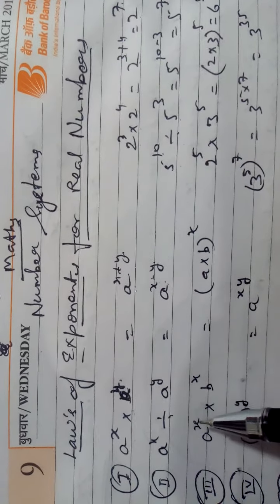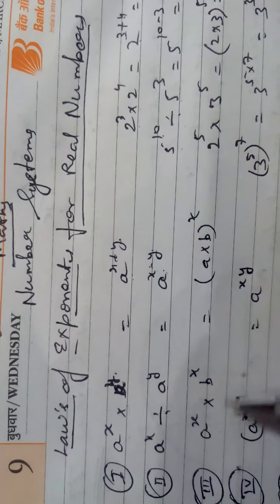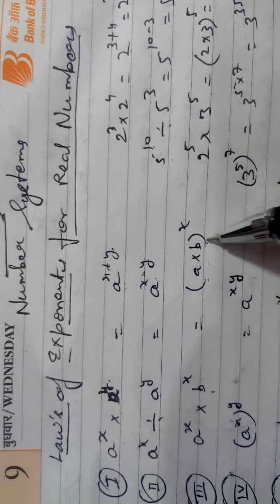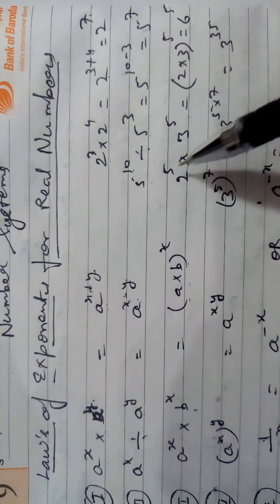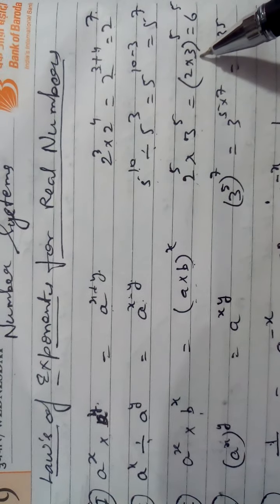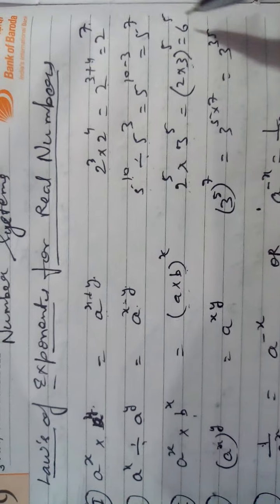If the bases are not equal but the powers are equal, a and b different, then you can write both in one bracket: a into b power x. Example: here bases are different but powers are equal. 2 power 5, 3 power 5 gives you 2 into 3, 2 threes are 6, power 5.